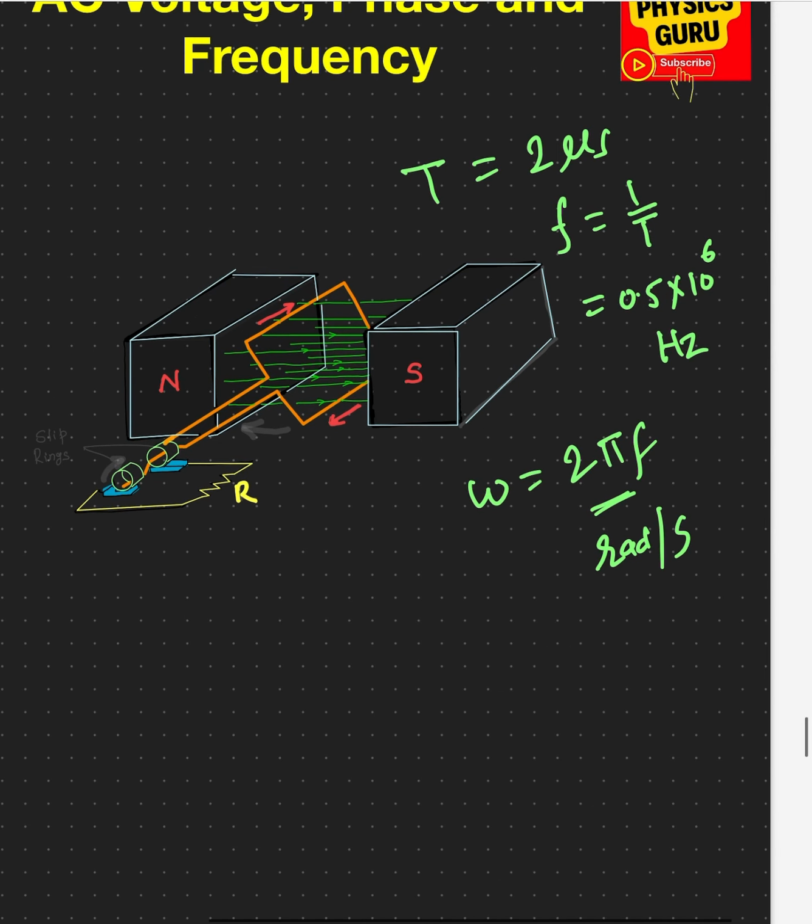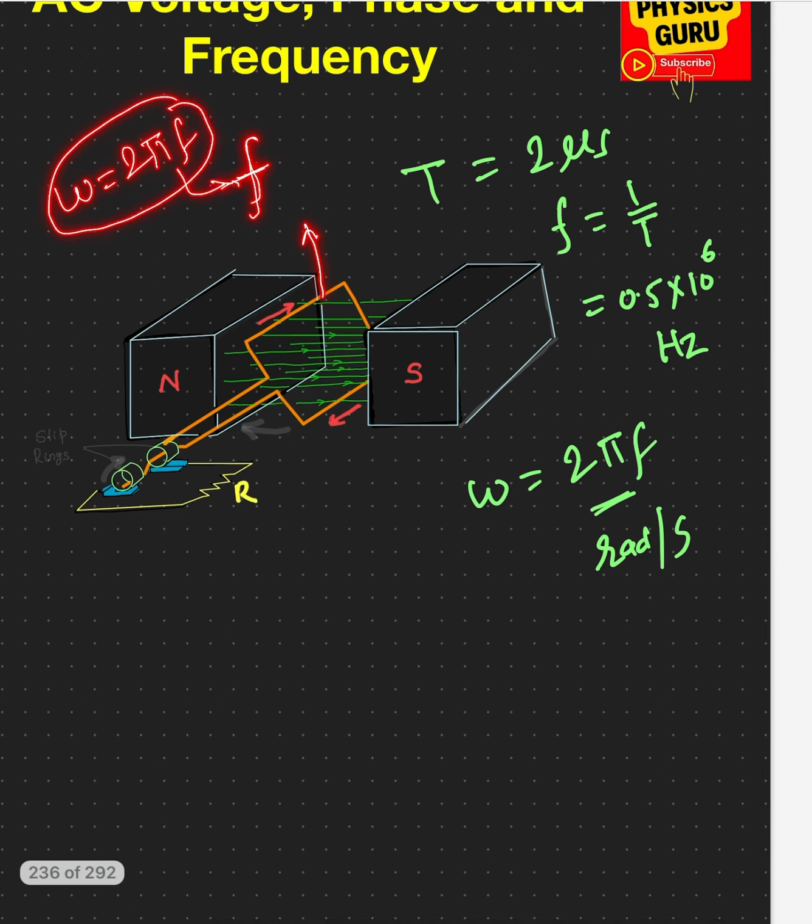So this is how the typical AC current or AC voltage or AC source is produced here. We have the two magnets here, north and south, and we have a coil that rotates. As the coil is rotating, it does produce an AC source. This coil rotates at a certain frequency f. If it is rotating at a certain frequency f, then the angular frequency would be 2 pi f. That's how the angular frequency is related with the frequency.